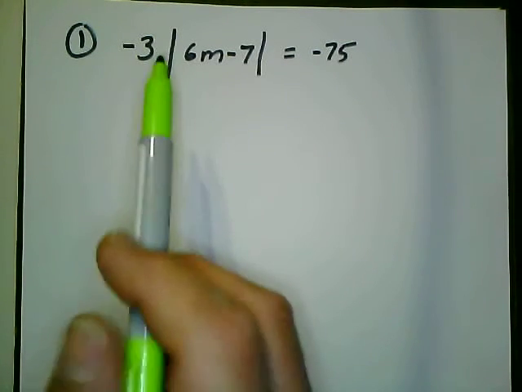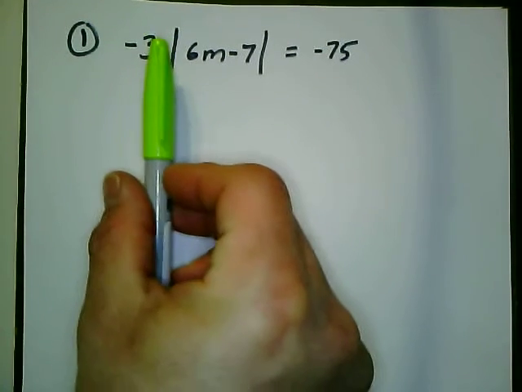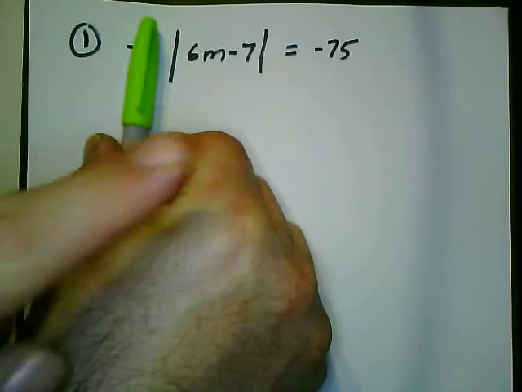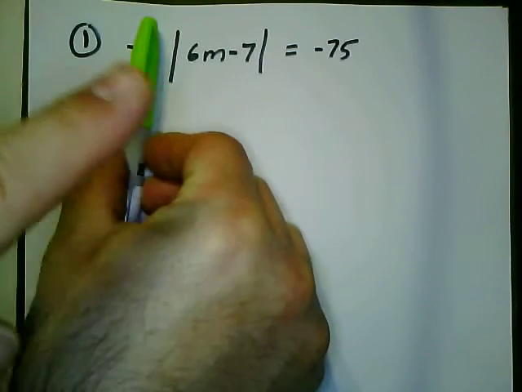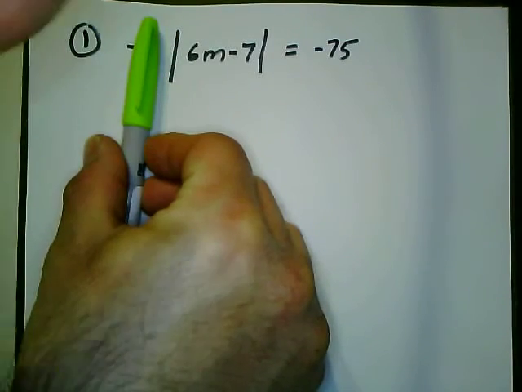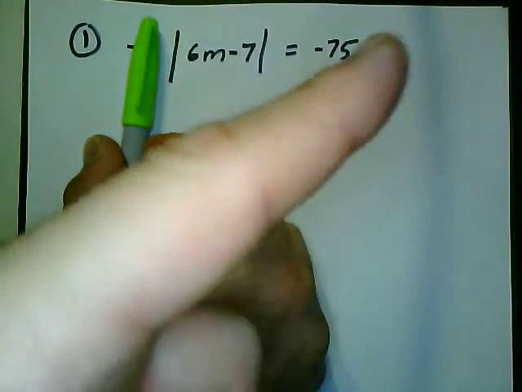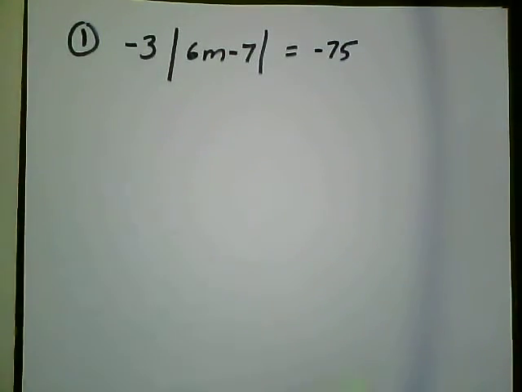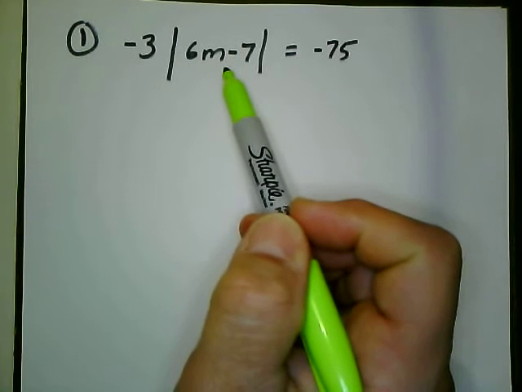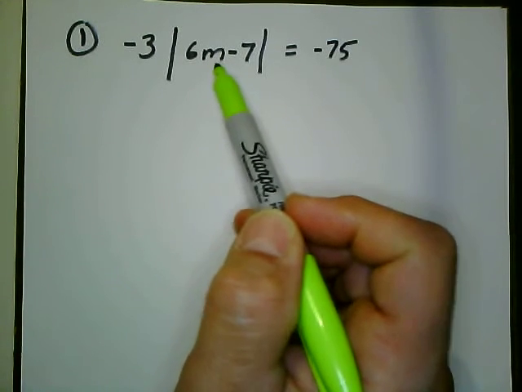We did absolute value last week. We did not have this coefficient out here, this -3. We just had that. So what we did is we split that up and made one with the positive of the answer and one with the negative of the answer. However, we now have something outside the absolute value. And remember, if this was positive or negative, you can have 2 different answers.